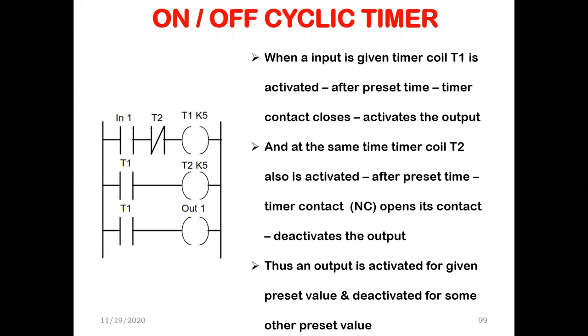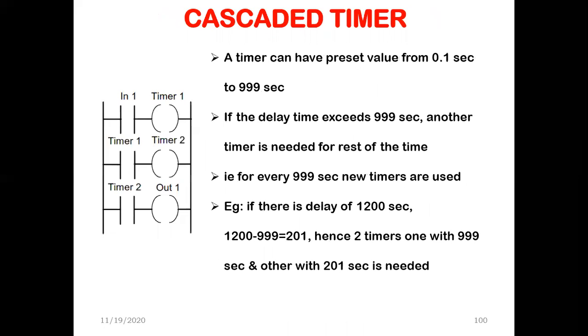So, on off cyclic timer. When input is given, timer coil T1 is activated. After the preset time, the timer contact closes and activates the output. At the same time, timer coil T2 is also activated after the preset time. So the timer contact, normally closed, deactivates the output. Thus an output is activated for a given preset value and deactivated for some other preset value.